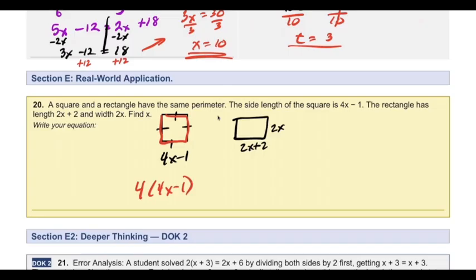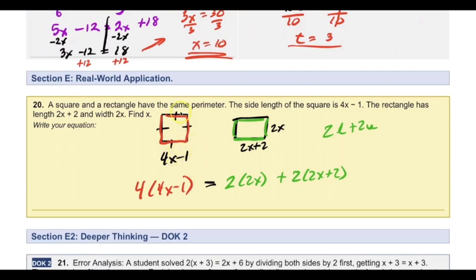And the perimeter of my rectangle is, well, we could do the formula 2 length plus 2 width, or we just add all these up. Now let's do the formula. So it's going to be 2 times 2x plus 2 times 2x plus 2. And these things should equal each other. I really should give you guys more space on this one. Sorry about that. You could do it that way.